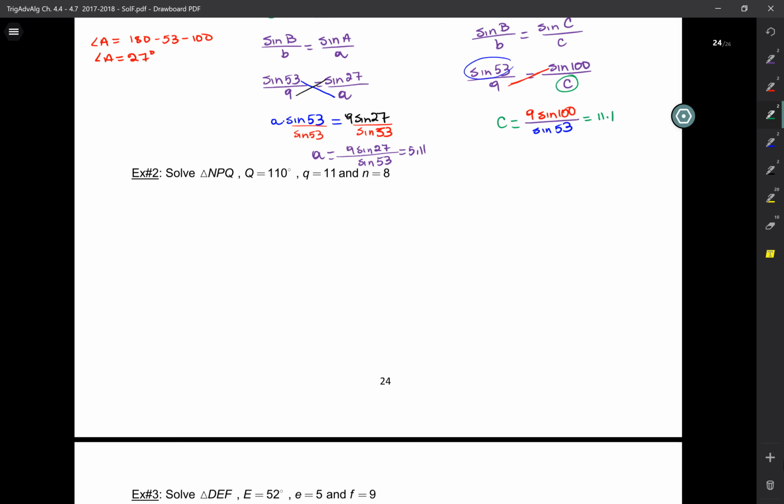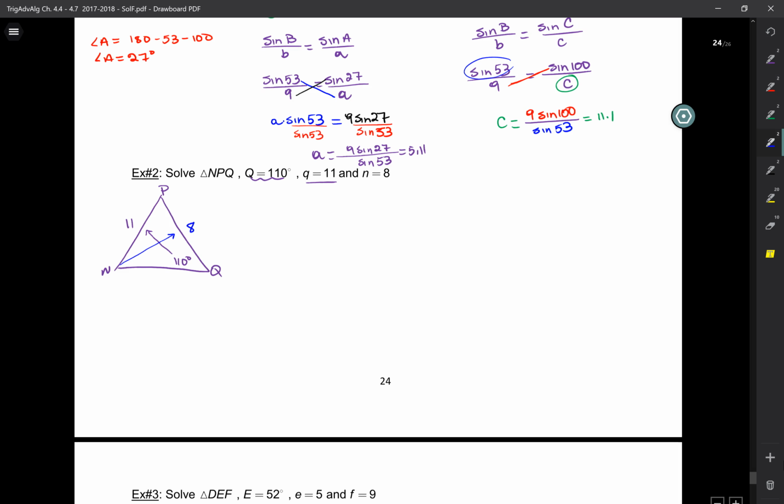Here it says solve triangle NPQ, but we're not given a diagram. Well, let's draw ourselves a diagram. We draw a triangle, and we label the angles NPQ. It really doesn't matter where you put which one. But now, let's see what we have given to put inside. So we have that Q is equal to 110 degrees. That's right there. Now, little q is 11. Well, little q has to be opposite to big Q. So here, that's 11. And little n is opposite to big N, and that's 8. Okay? So what I have left then is little p right here.